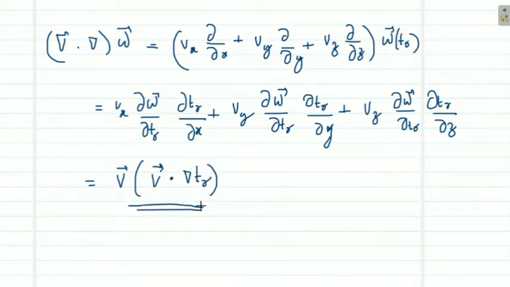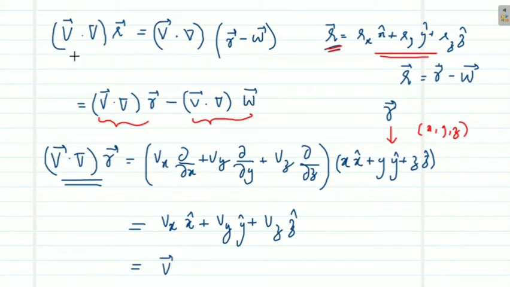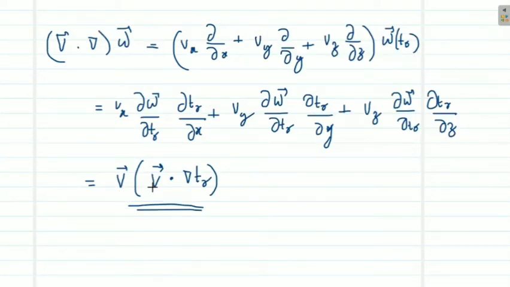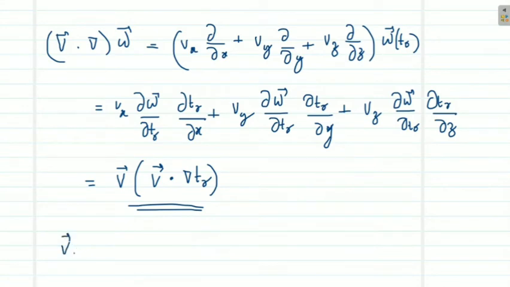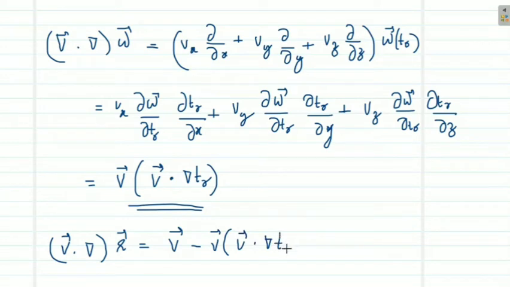So we have got the second expression. So what will be v bar dot del of r bar? It will be the first term minus the second term. So the first term is v bar, then the second term is v bar into v bar dot del tR. So v bar dot del of r bar is equal to v bar minus v bar into v bar dot del tR. So this is our equation 8b.